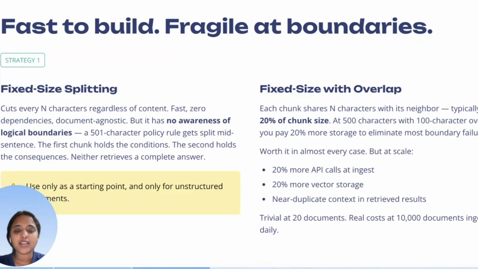The trade-off is near duplicate context in retrieved results, and that's a better way of doing it. So it's important to have overlap while chunking.